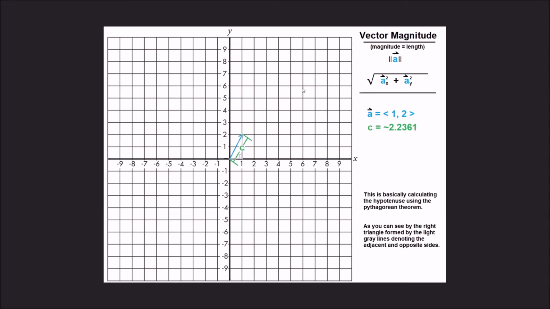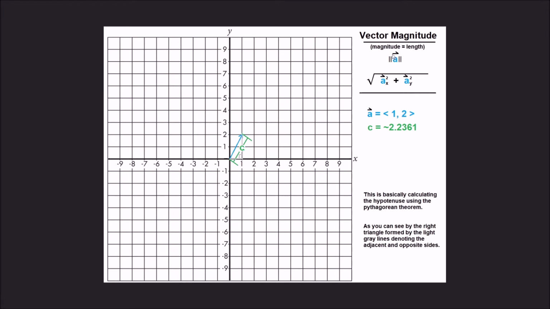And like I had said in the previous video, basically to do that, we use the Pythagorean theorem and we take A's x component squared plus A's y component squared. We take the square root of that. That'll calculate the magnitude or the length of the vector.